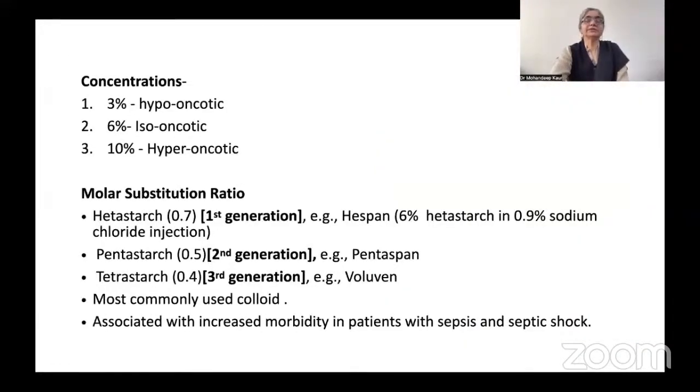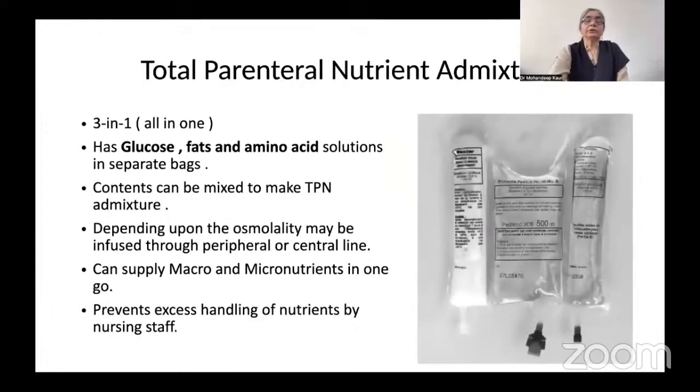Concentrations are available as 3% hypooncotic, 6% isooncotic, and 10% hyperoncotic. Then, molar substitution ratios: we can divide these into hetastarch, which is 0.7, pentastarch 0.5, and tetrastarch 0.4. That is volume expander, which is often used, and it is associated with increased morbidity in patients with sepsis and septic shock.